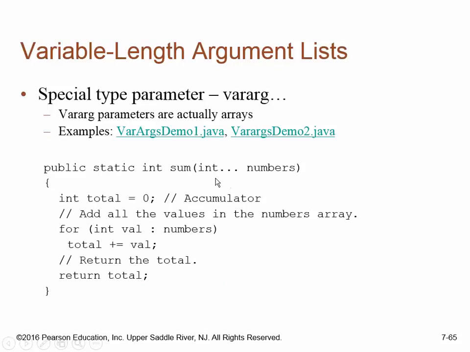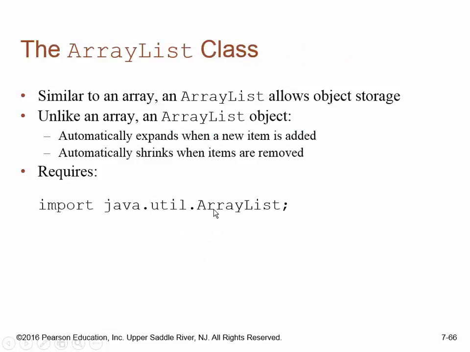You can also pass in a variable number by saying dot, dot, dot. The reason that that's nice is in this example right here, what they're saying is I could pass in an array of any size and add them up. Okay? All right, we're near the end of the chapter.